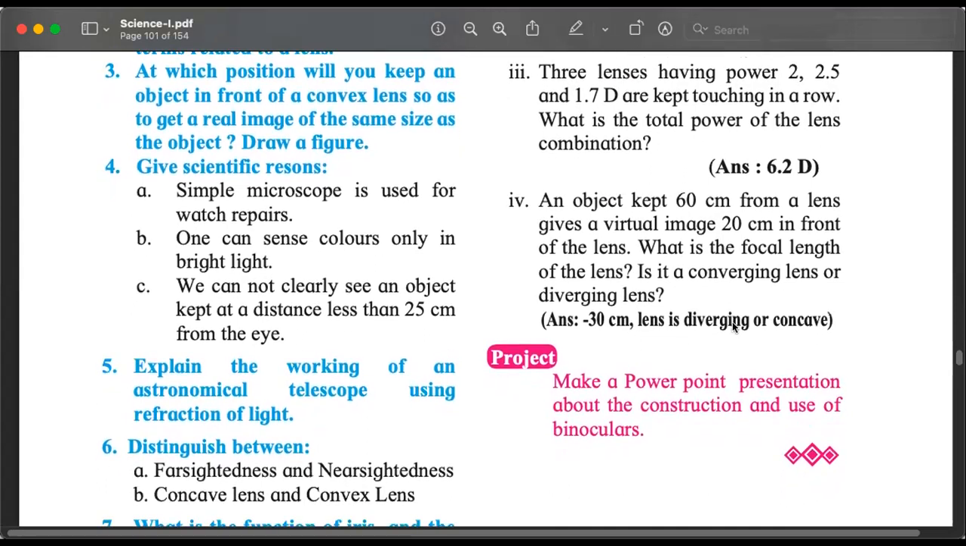Number 3, I hope you can answer this. At which position will you keep an object in front of a convex lens so as to get a real image of the same size as the object? Where will you keep it? Where will you keep the object so that the image is of the same size as the object? You can answer. I'm waiting. Prachi Singh, focus. No, wrong answer. No, Prachi said this long time back. Where will we keep the object so that we get an image of the same size?